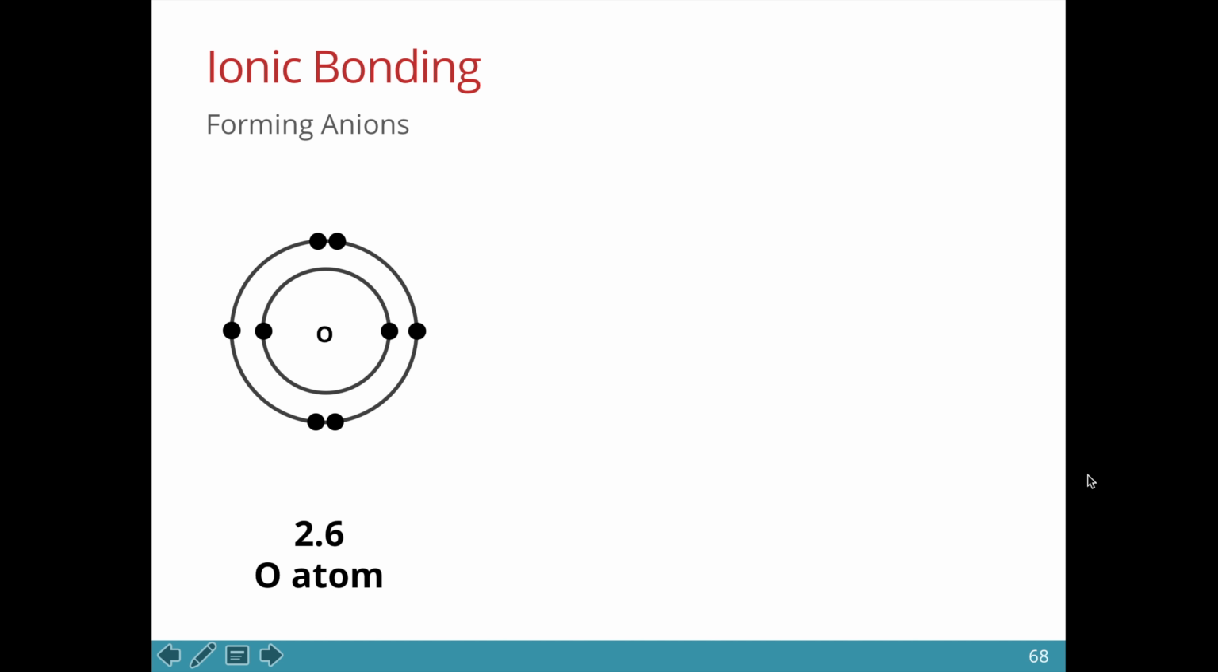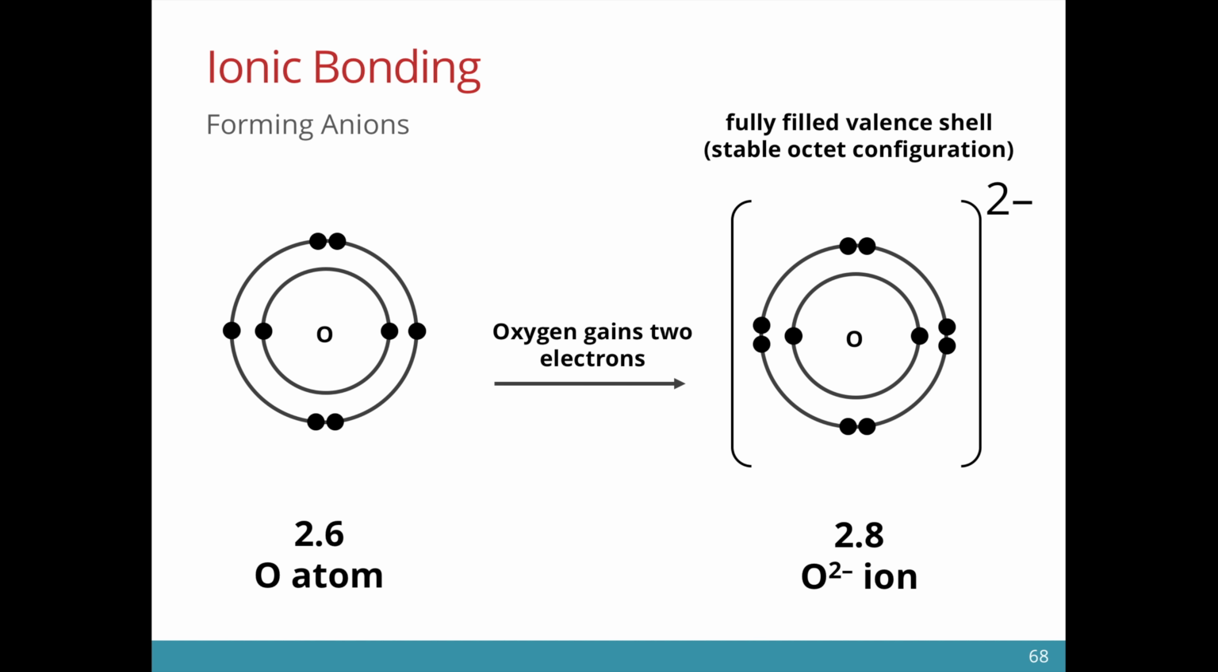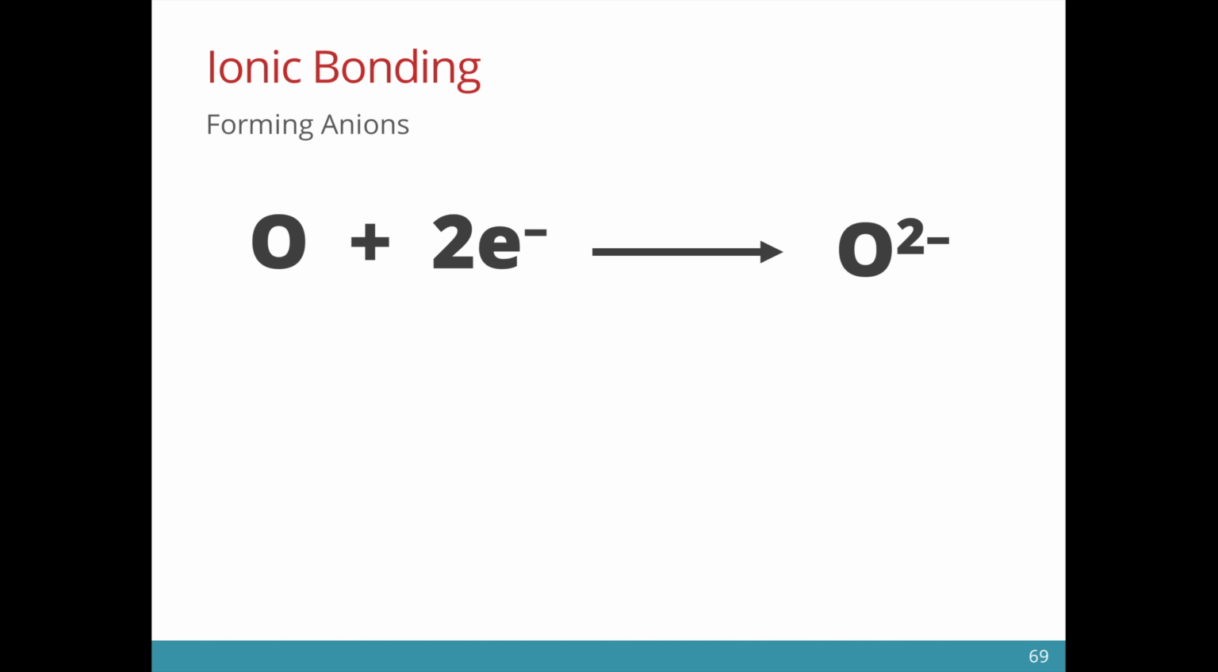Another example, let's look at the oxygen atom. Oxygen is in group 6, period 2, 6 valence electrons. It easily gains 2 electrons to form the oxide ion, which has a fully filled valence shell again. Here is the ionic equation. So we have the oxygen atom gaining 2 electrons to form the oxide ion with a negative 2 charge.